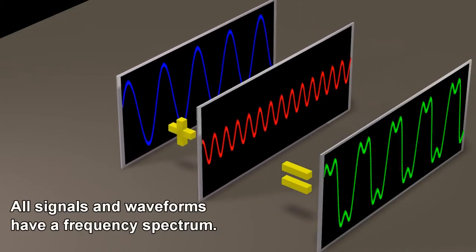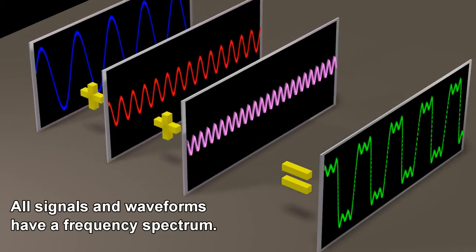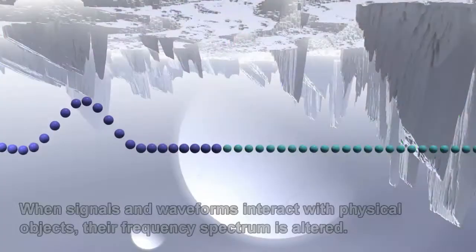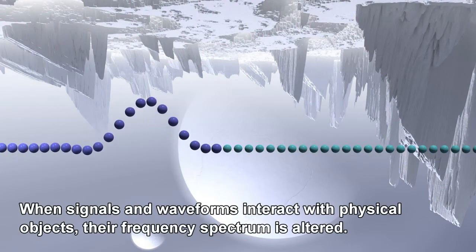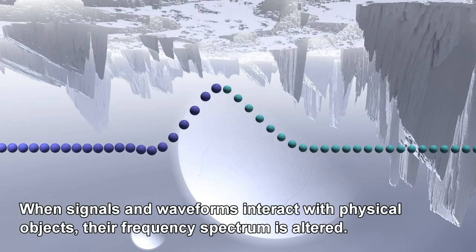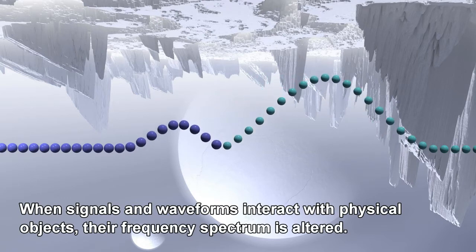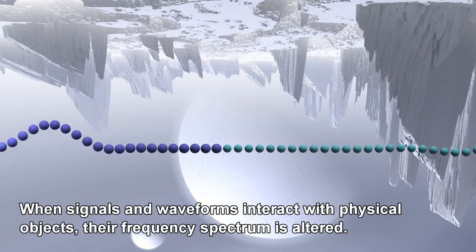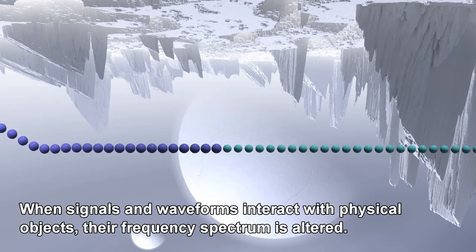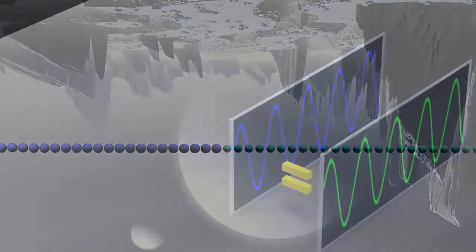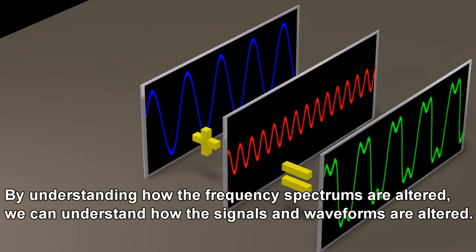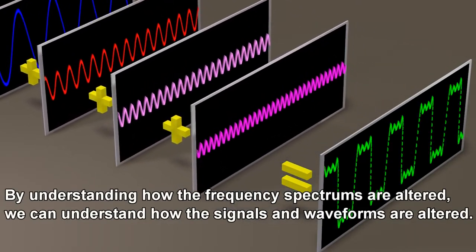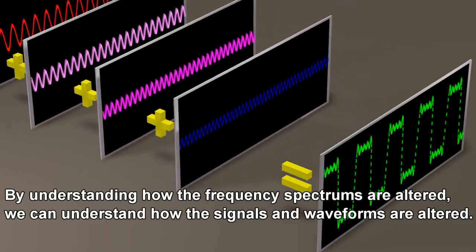All signals and waveforms have a frequency spectrum. When signals and waveforms interact with physical objects, their frequency spectrum is altered. By understanding how the frequency spectrums are altered, we can understand how the signals and waveforms are altered.